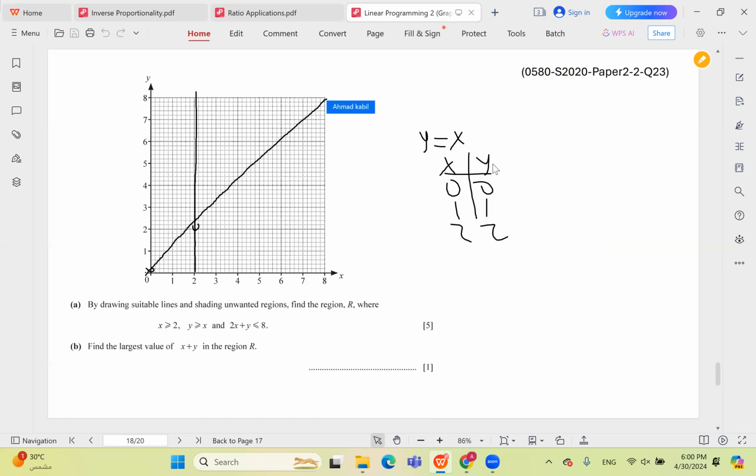So I forgot to shade the first line. Always shade before you draw the next line. So for the first line here, we are greater than 2. So let's shade everything less than 2. So less than 2 means to the left of 2 here. For the second line, we want y to be greater. So we want the part above the line. So let's shade below the line.